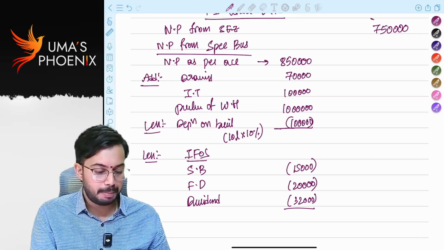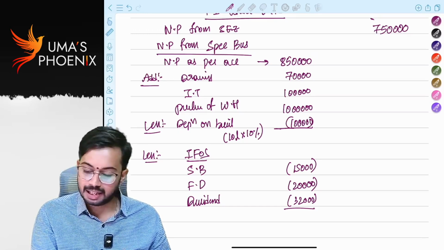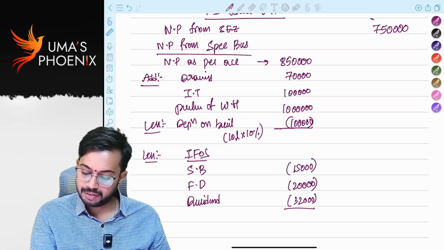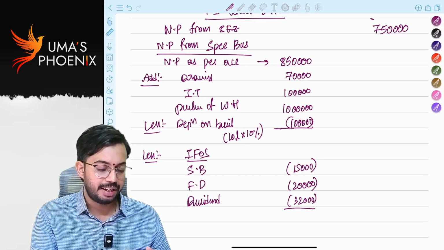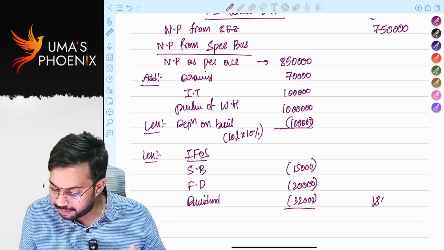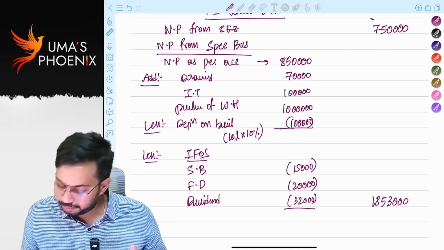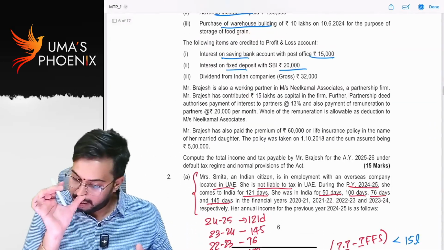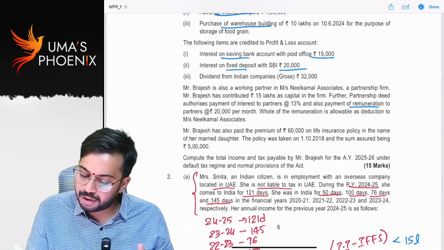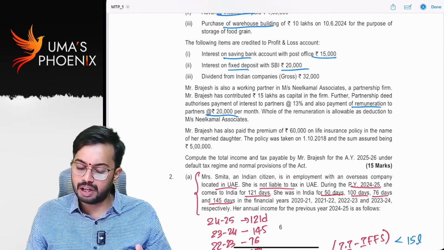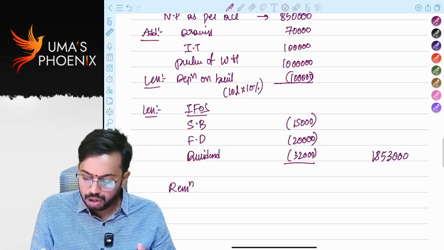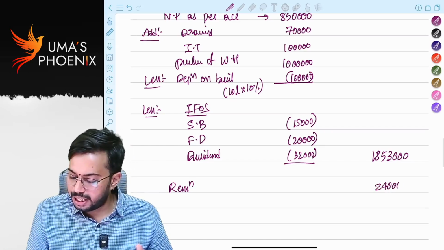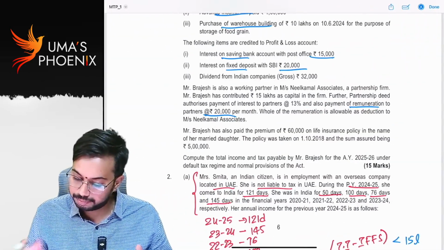So how much is PGBP income? 8,50,000 plus 70,000 plus 11 lakh minus 1 lakh minus 15,000 minus 20,000 minus 32,000. 18,53,000. Next. He is getting remuneration from partnership firm, right? How much? 20,000 per month. So remuneration 2,40,000. 20,000 into 12. Next.